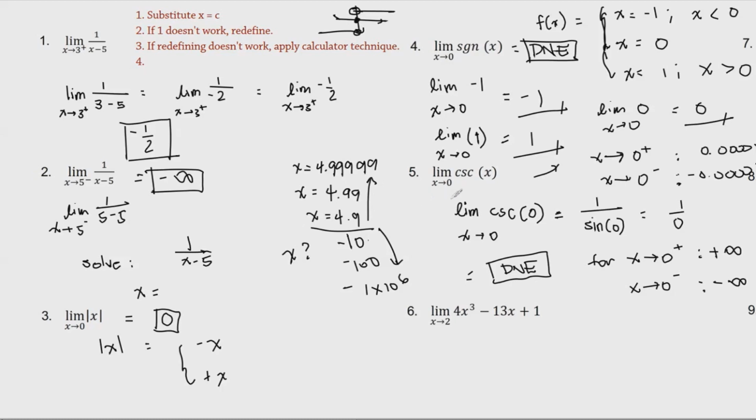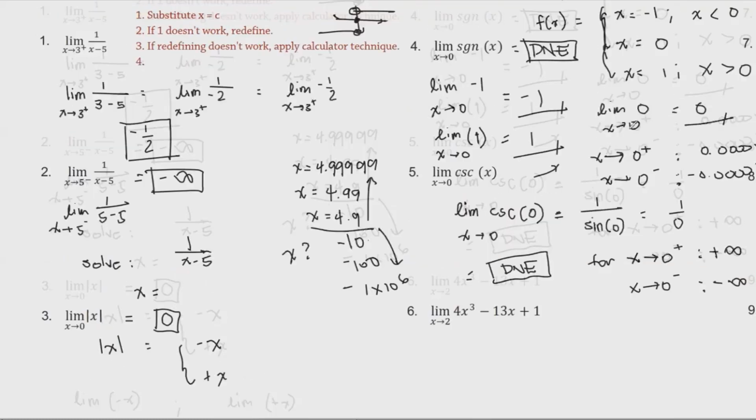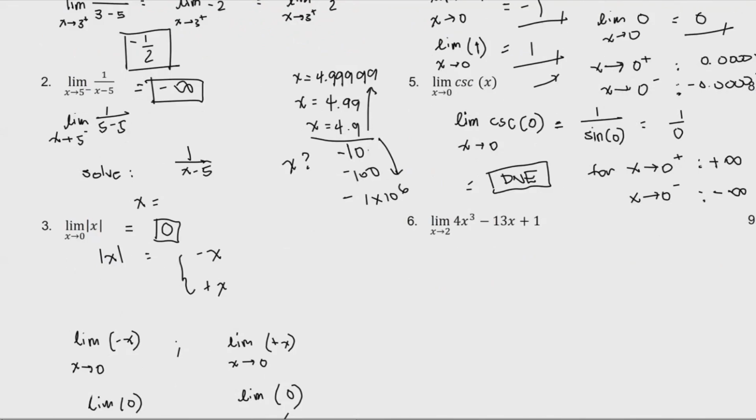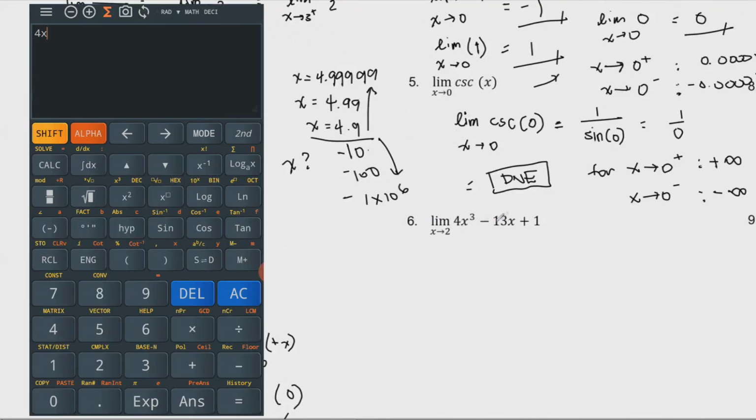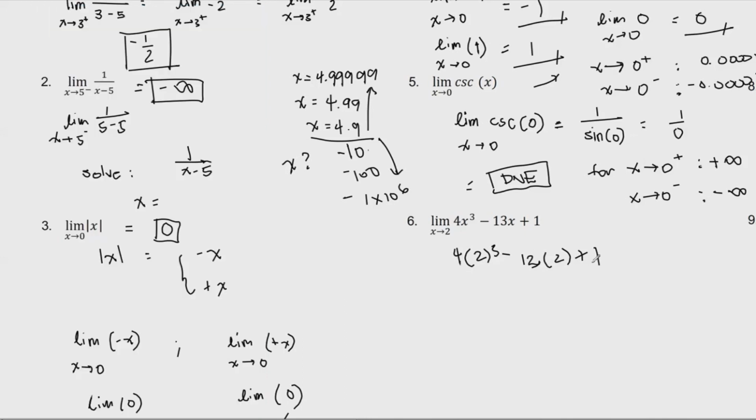Okay, so let's move on with number 6. In number 6, this is actually a polynomial function, and I think this is the easiest one here. Since this is a polynomial function, we just need to substitute the value. So that is 4 times 2 cubed minus 13 times 2 plus 1. So the limit is simply equal to 7. So the limit for this one is equal to 7.